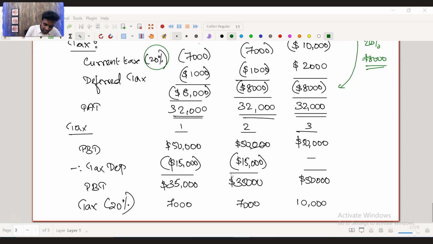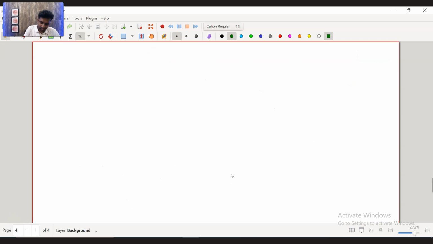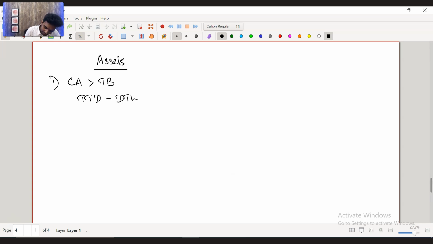Now, before we do that, all you need to understand when it comes to deferred tax is these things. One is, if it is for an asset, okay, and if the carrying amount of the asset is greater than tax base, then it will create a taxable temporary difference, which will lead to deferred tax liability. However, if the carrying amount of the asset is lower than the tax base, it will lead to deductible temporary difference, which will lead to deferred tax asset.